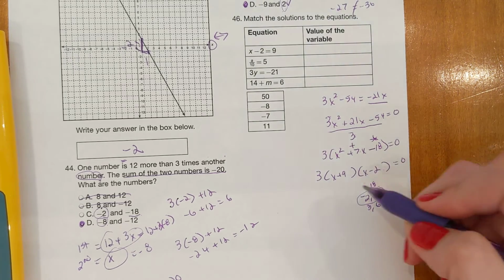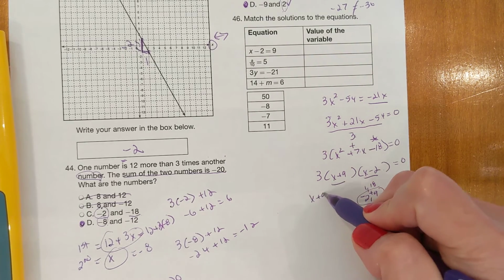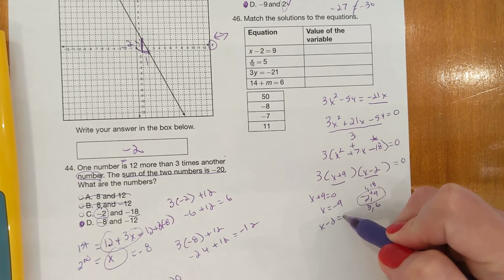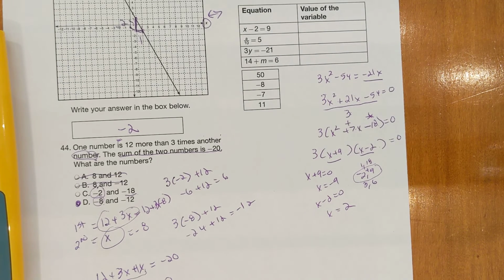Then you're supposed to set each of those factors equal to 0. So x plus 9 equals 0, so x is negative 9, or x minus 2 equals 0, and x equals 2. So as I said, let's just plug in the answers.